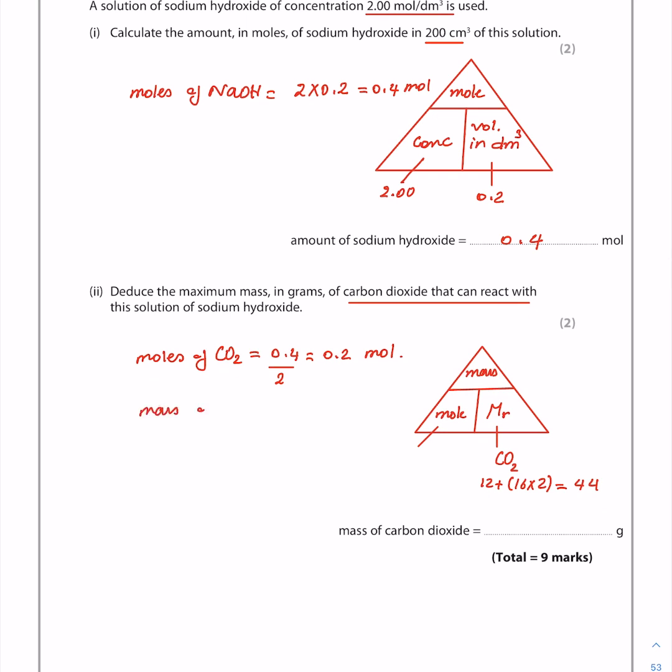يبقى الماس of carbon dioxide is equal to 0.2 اللي هي المولز times 44. 0.2 times 44 give you 8.8 grams. يبقى الانسر 8.8.